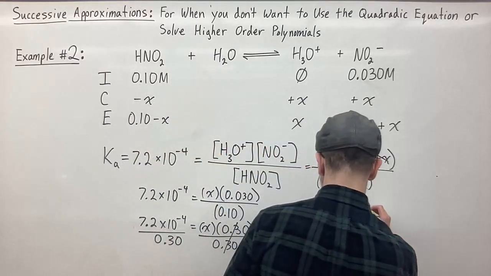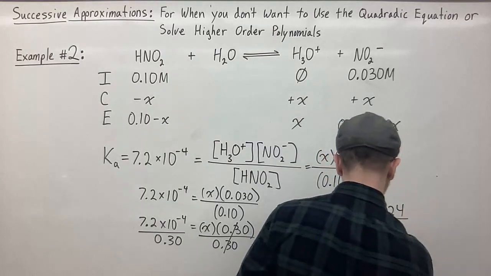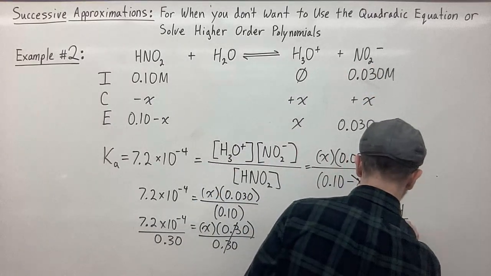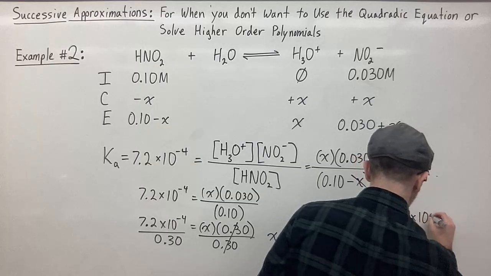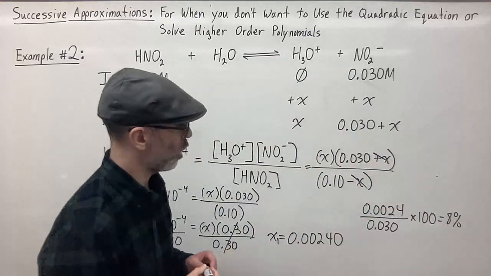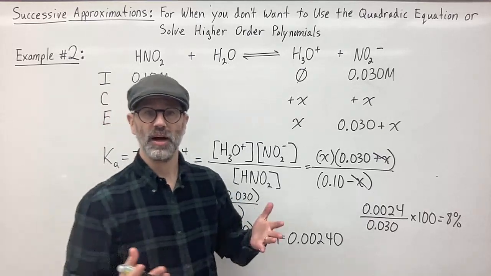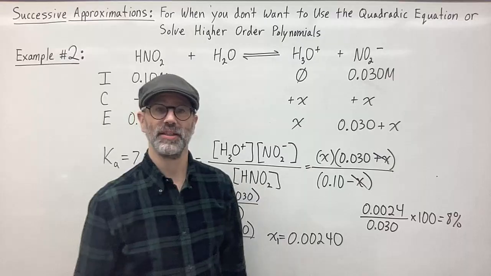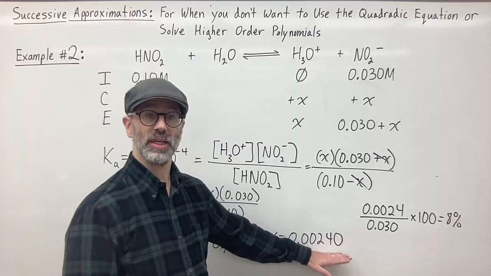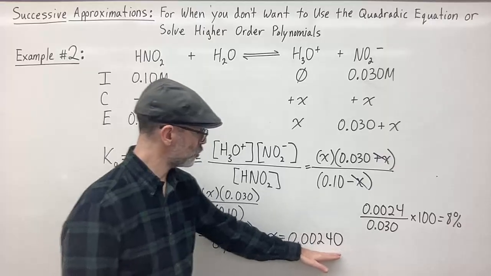I'm going to take my 0.0024, divide that by 0.030, multiply by 100, and you'll get about 8%. So 8% error, that's definitely larger than 5%, our threshold for accepting the x value as negligible. So the assumption that x is negligible wasn't valid. So what do we do now?